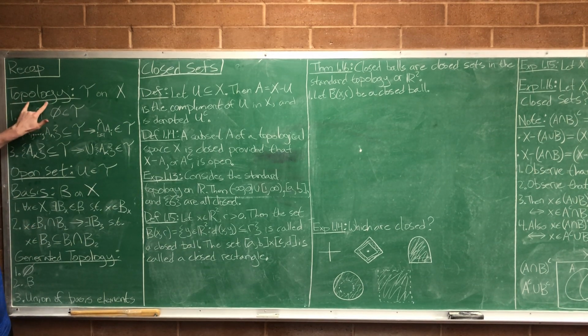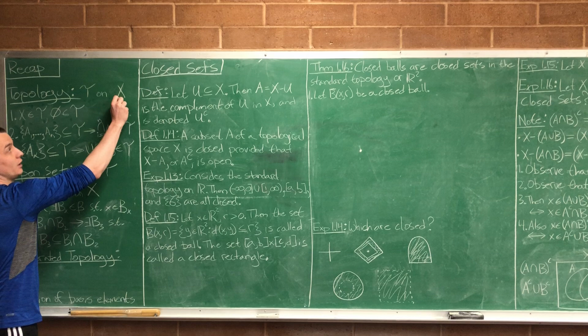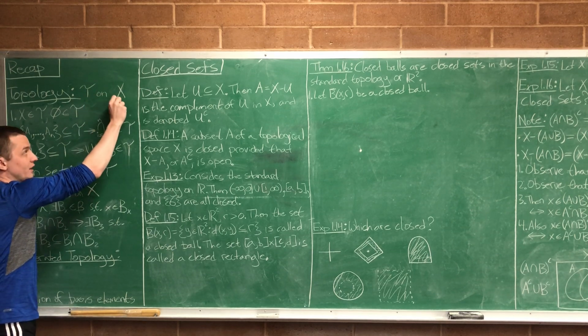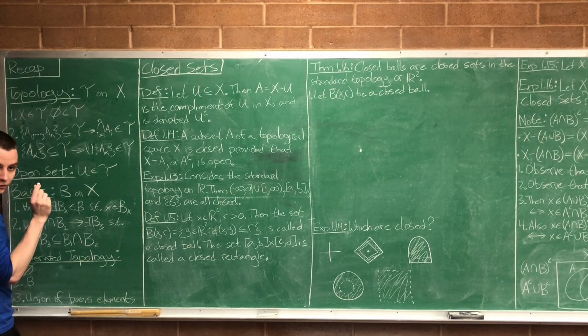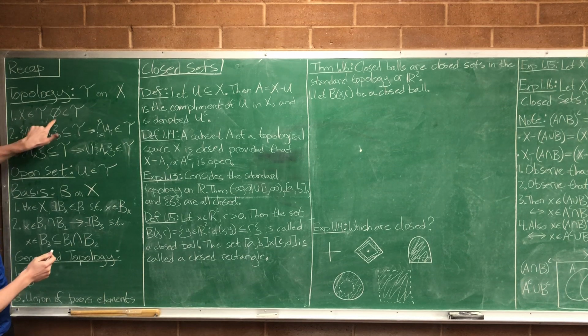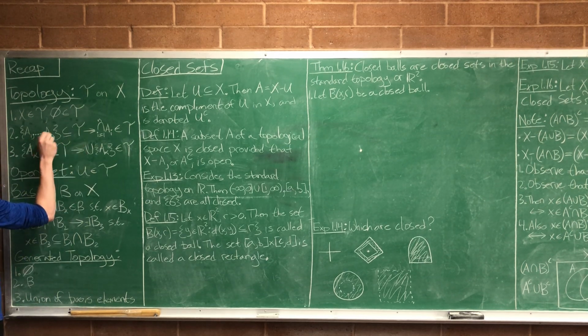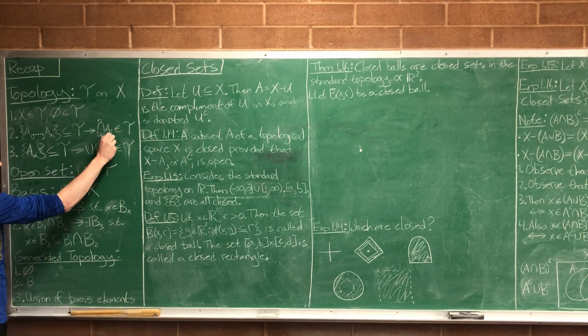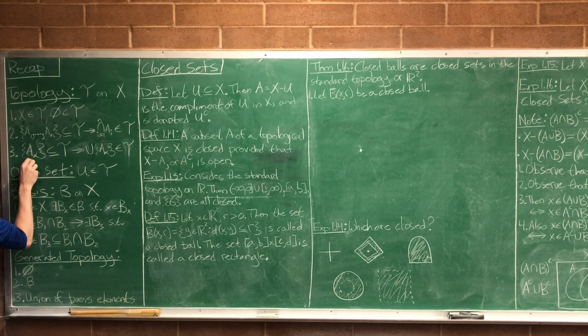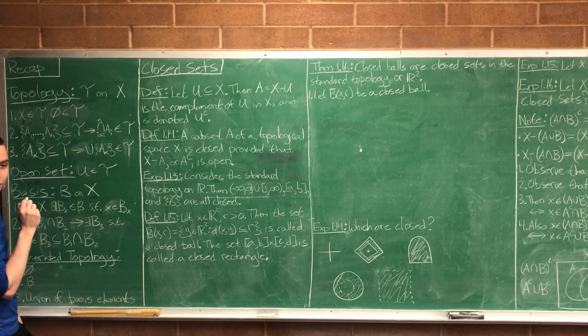So when we talk about a topology tau on X, what is that? It's a collection of subsets of X satisfying these three properties. First property, that whatever that collection of subsets is, the empty set has to be in there and the entire set X has to be in there. Second, we require that any finite collection of sets in tau, their intersection is also in there. And then the third condition is any arbitrary collection of sets you take from tau, their union has to be in tau.